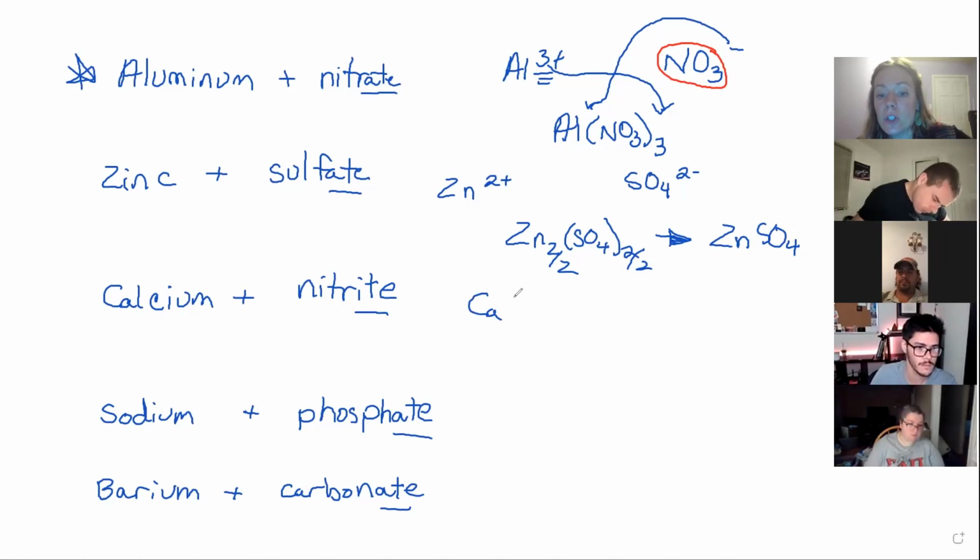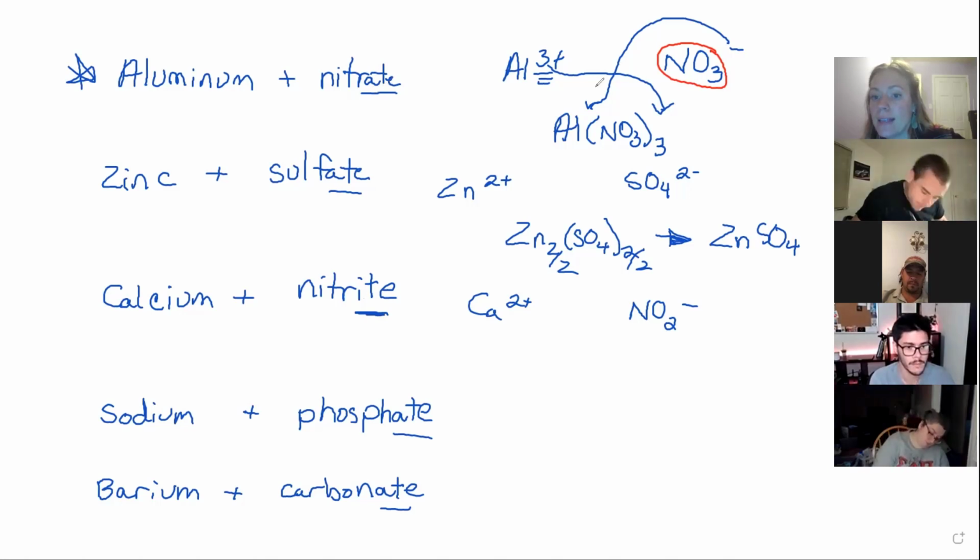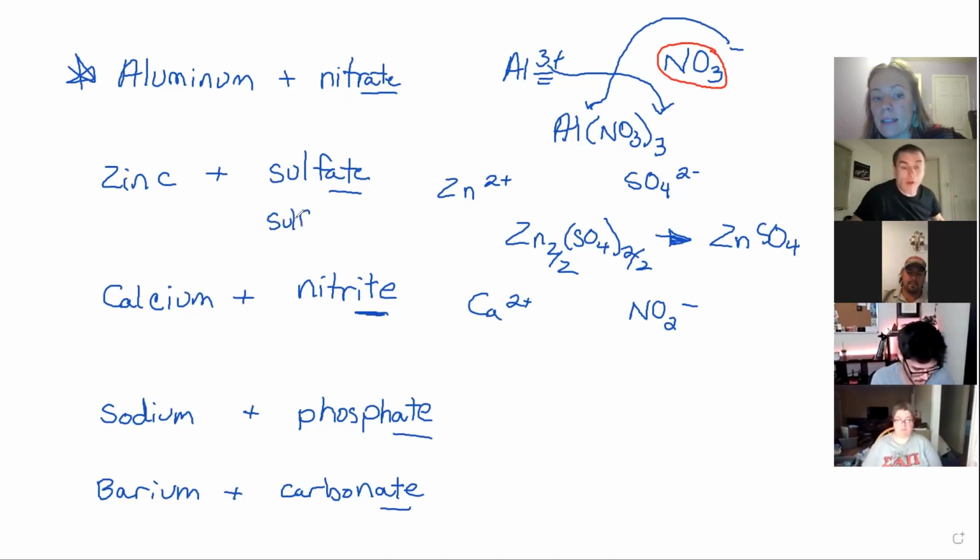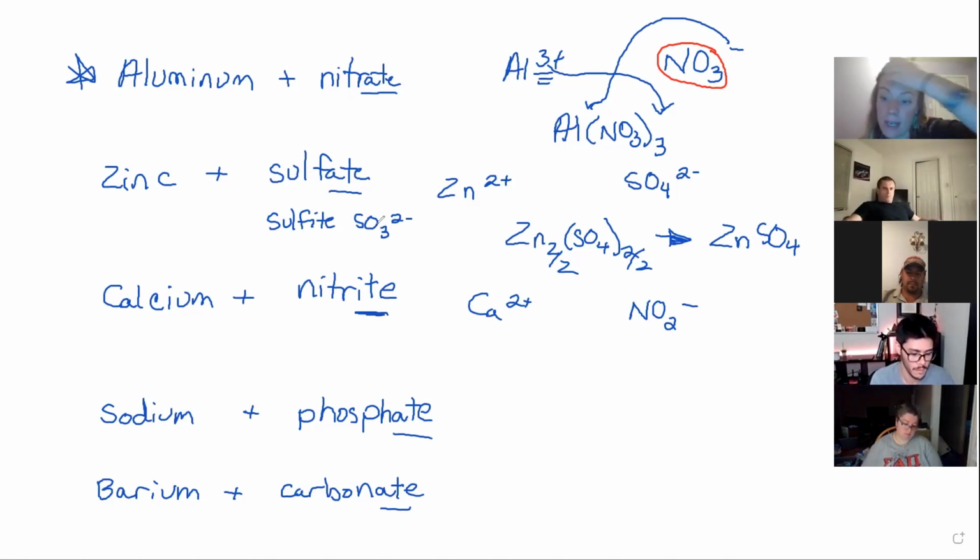This one here, calcium nitrite. Calcium Ca 2+. Nitrite, oh, it sounds really similar to nitrate. A little bit different, NO2 with a minus charge. One thing to note is your ITEs are 1 oxygen less than your ATEs. So if you know nitrate is NO3 minus, nitrite will be NO2 minus. If you know sulfate is SO4 2 minus, sulfite will be SO3 2 minus. The sulfur stays the same, the charge stays the same, the oxygen just drops down by a value of 1.